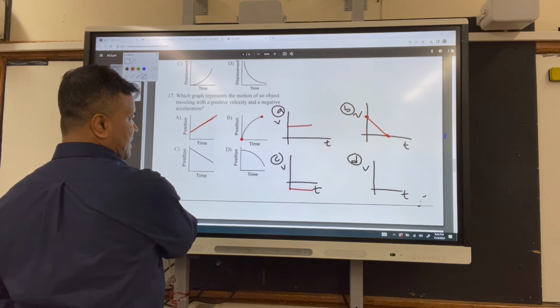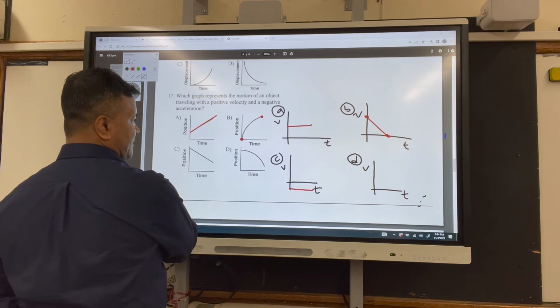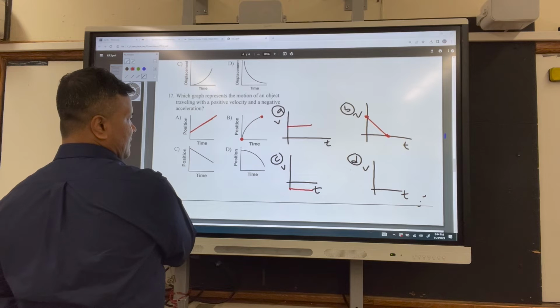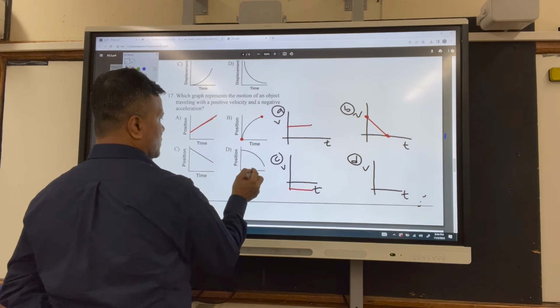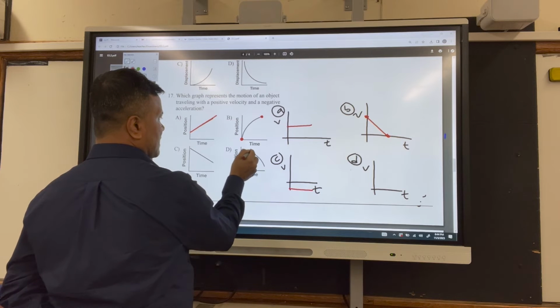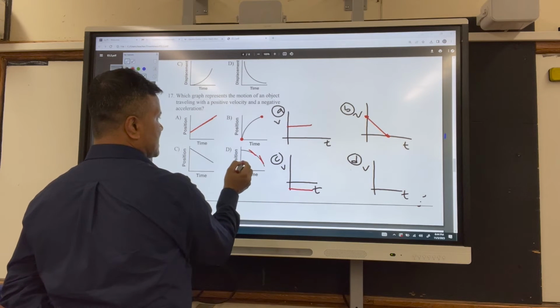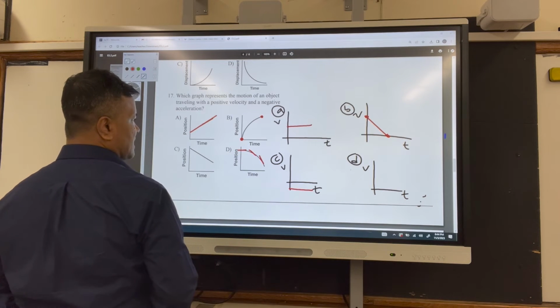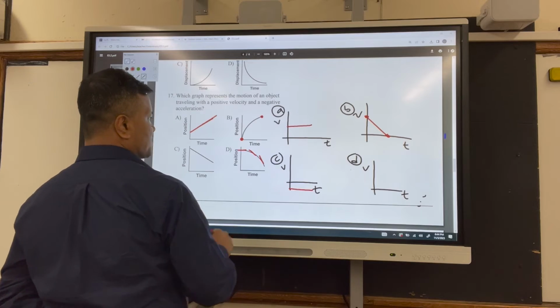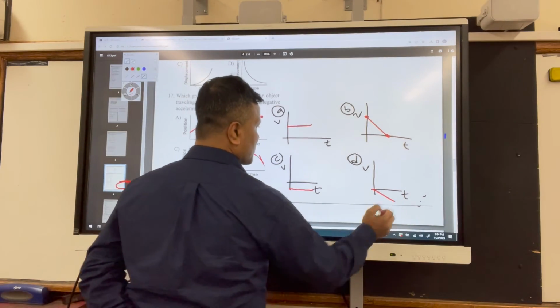So for this one, if you put a tangent line, the velocity would be 0 over here, and then velocity would be increasing. So this would look like this.